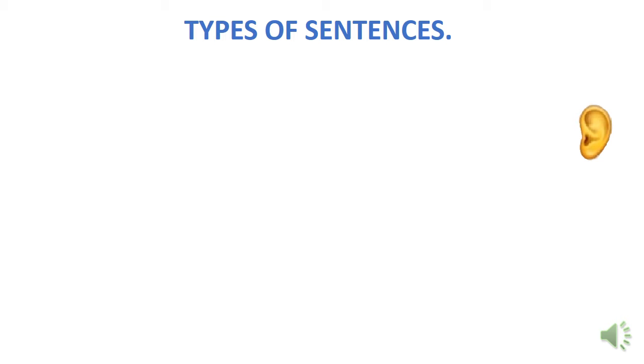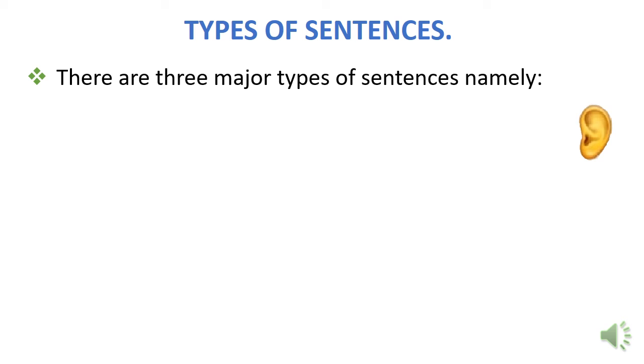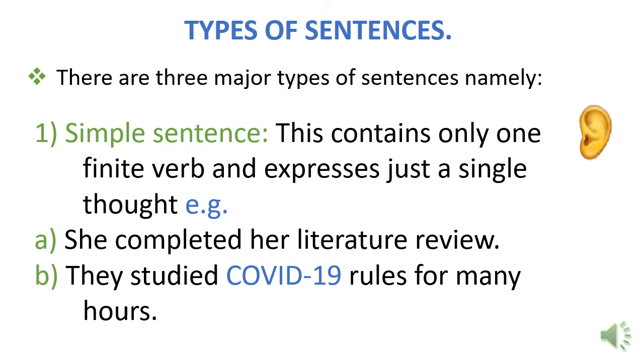Then we move on to types of sentences. There are 3 major types of sentences, namely simple sentence. A simple sentence contains only one finite verb and expresses just a single thought.